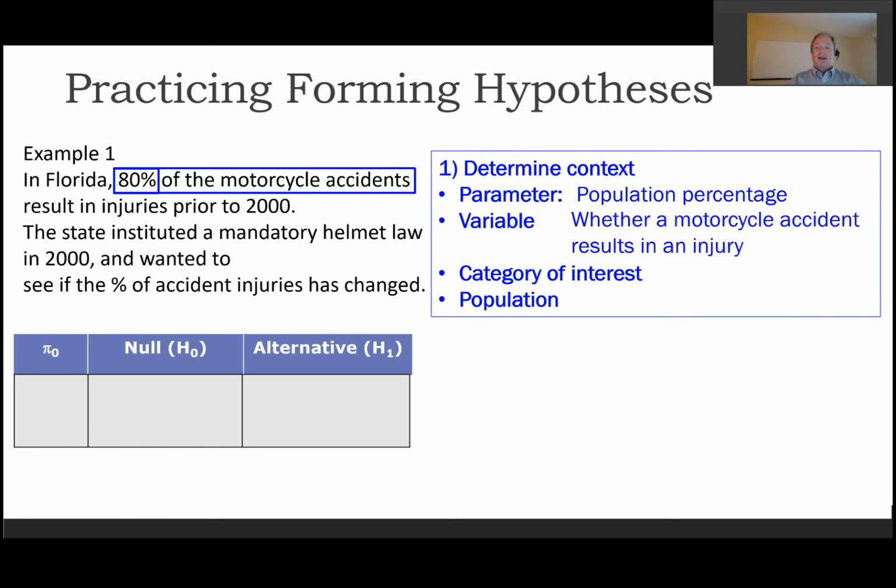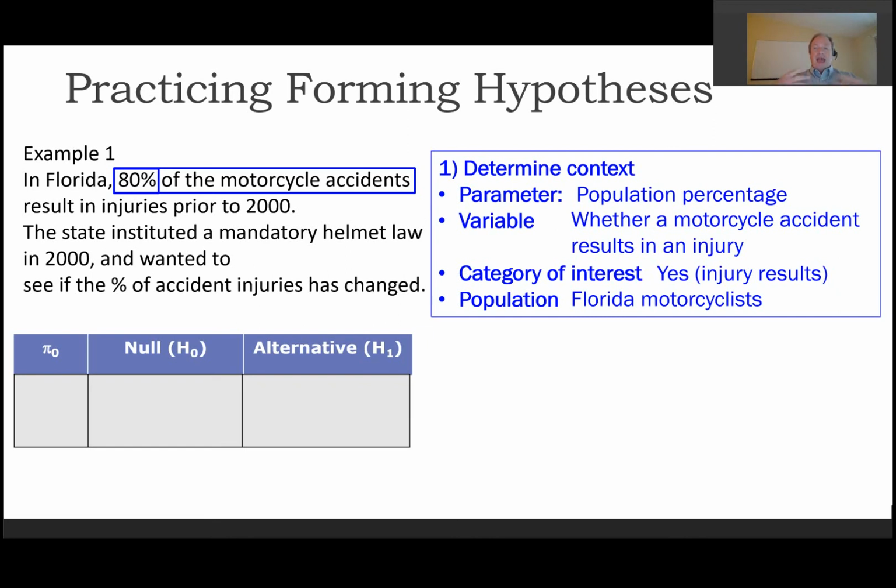What is the category of interest? Very often binary categorical variables are yes or no. They were in an accident. They were injured or not injured. So clearly we're interested in the case where they're injured. And who are we interested in? Well, this change occurred in Florida. So we're interested in just Florida motorcyclists.